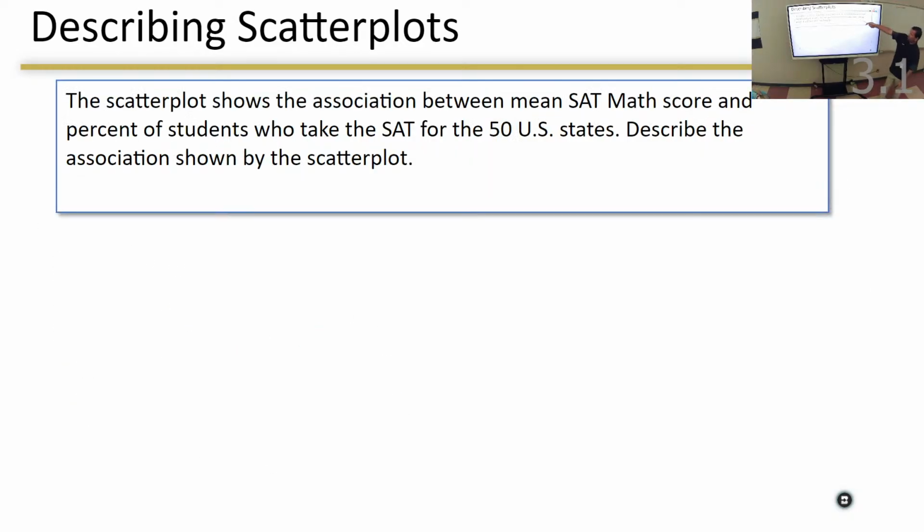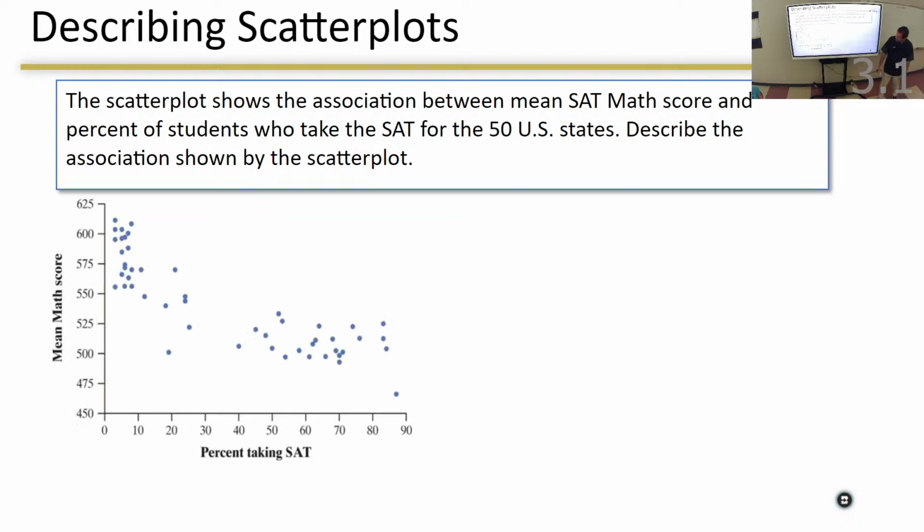This scatter plot shows an association between the mean SAT math score and the percent of students who took the SAT for the 50 United States. Describe the association. There is a, and you can say these in any order. They don't care as long as you get them in there. I think there's no doubt that the word negative should show up.